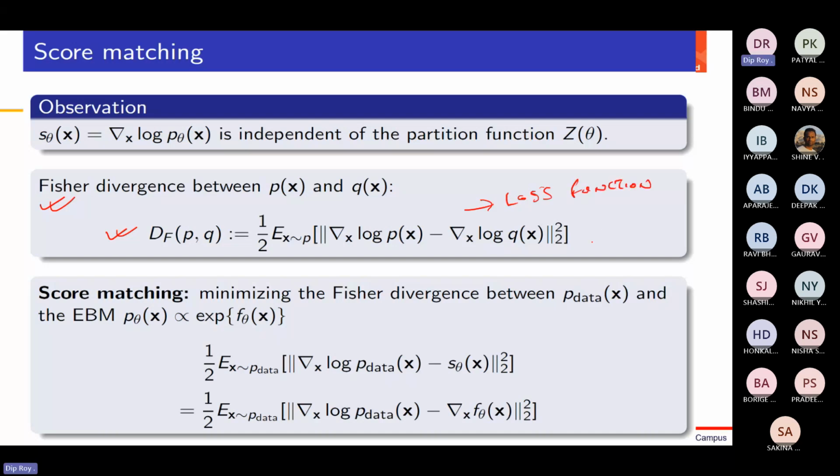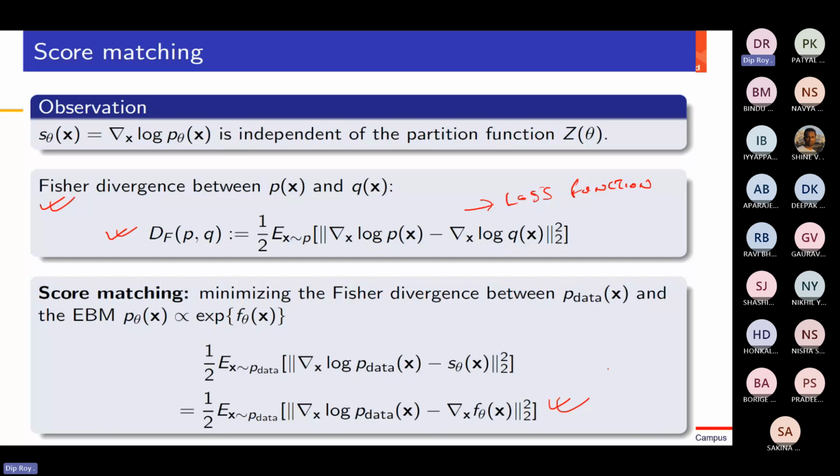And what it is saying is that if two distributions are similar, their vector fields also have to be similar. Okay. Now, this is the form, score matching, minimizing the Fisher divergence between P of data and the EBM. Essentially, that is our scope. And this is the form of this.